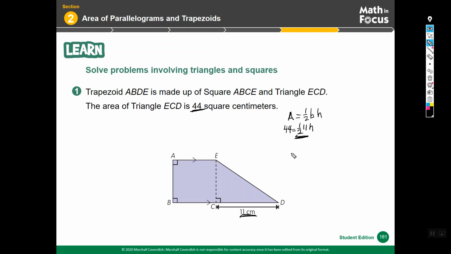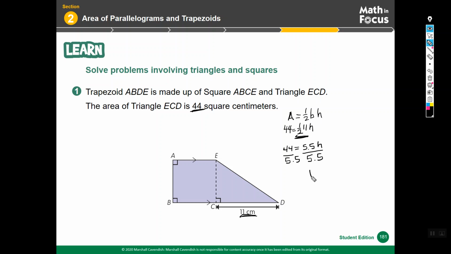I'm going to consolidate them. I'm going to simplify, right? I don't want to be hanging on to that half. So I'm going to simplify that. So what I've got is equal to 1/2 of 11, which would be 5.5. So I'm going to write it like this, 5.5H. And then I would divide both sides by 5.5, right?